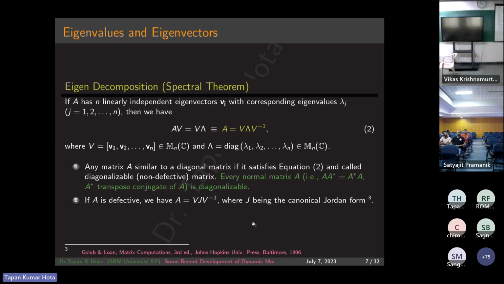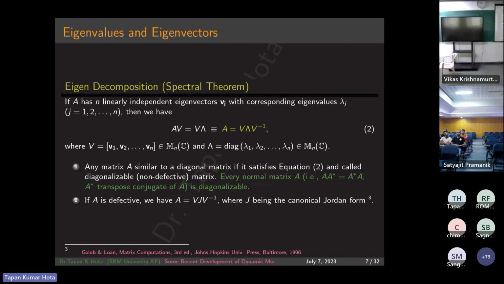And in mathematical terms, in linear algebra, if a matrix satisfies this equation number 2, we call it diagonalizable or non-defective. One of the key theorems of linear algebra is that every normal matrix, that means a matrix which commutes with its Hermitian part or adjoint part, is always diagonalizable.